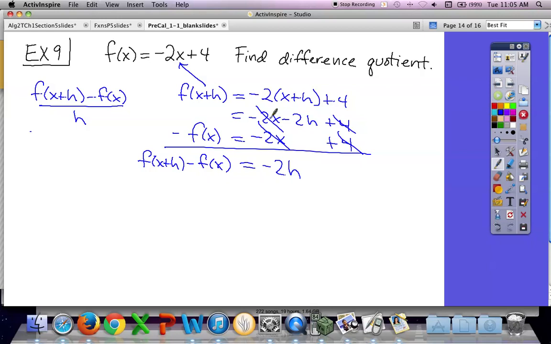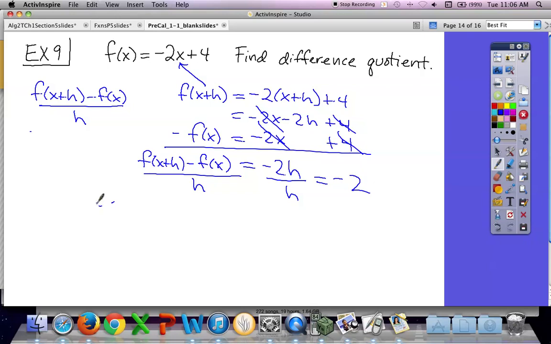Okay, now we have to take the... No, it had a minus 2h. Negative times h is negative 2h. Negative 2h. Okay, now when I divide by h, what do I get? Look over here. The h's cancel, and it's just negative 2.